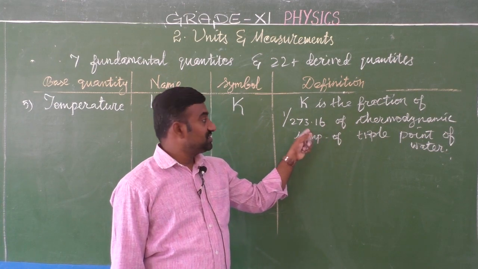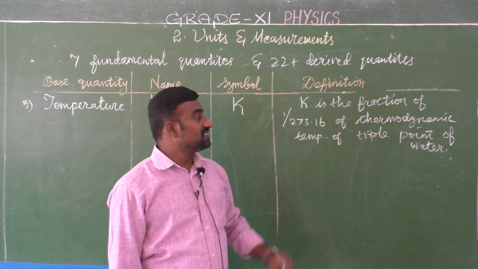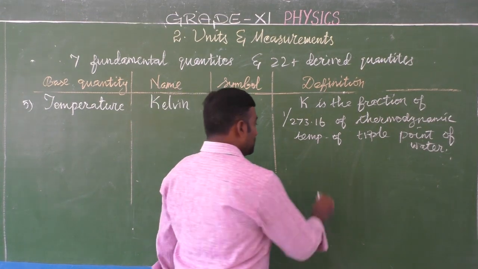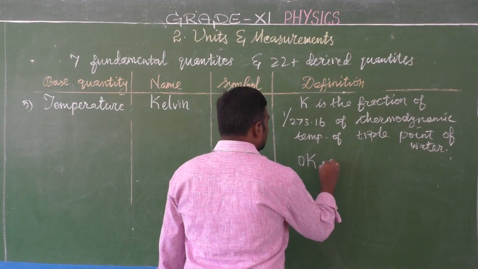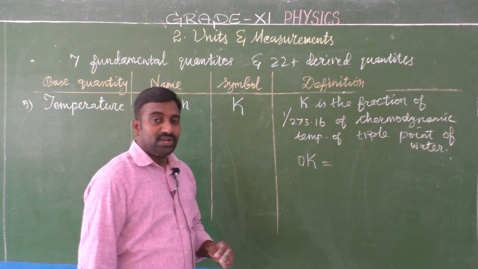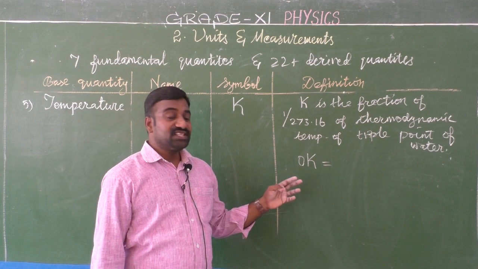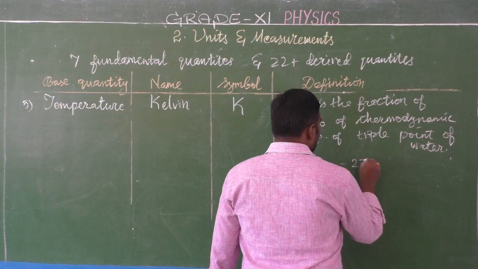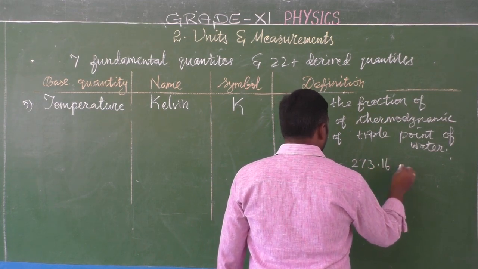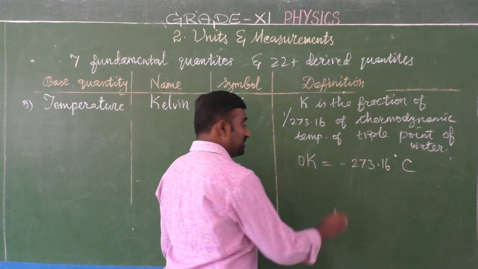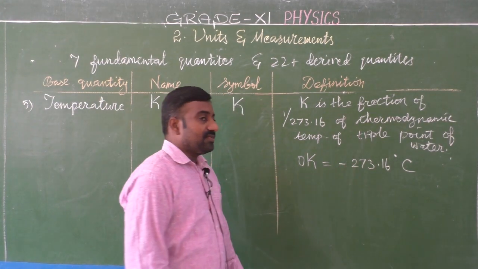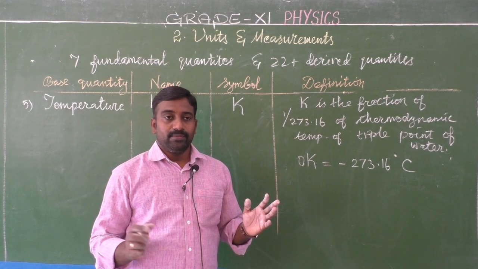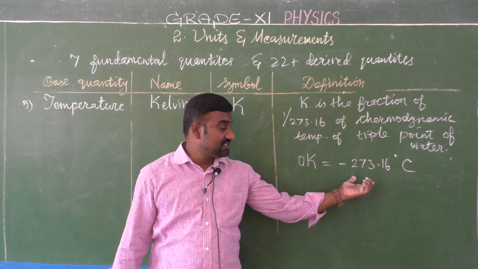What is the thermodynamic temperature? It is 1 by 273.16 of thermodynamic temperature. We know 0 Kelvin is absolute temperature. So 0 Kelvin is the lowest attainable temperature. The lowest temperature scientists have been able to reach is 0 Kelvin, which is equal to minus 273.16 degrees Celsius. Can you imagine this? Even humans cannot survive at this temperature. We are totally frozen and become very hard. Metal also becomes very hard at this temperature.